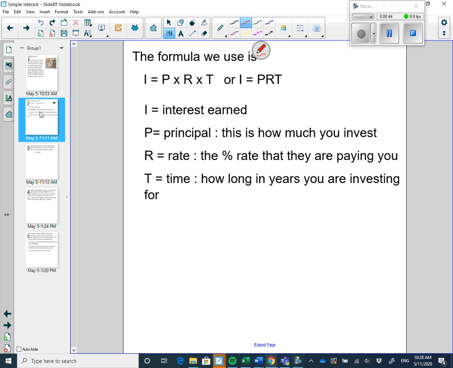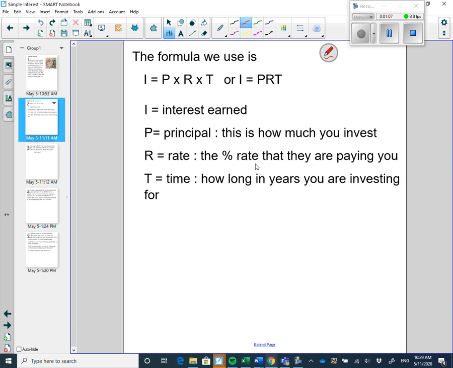Okay, so the formula that we use is I equals P times R times T, or sometimes just written as I equals PRT. There's no need to put the little X in there for multiply. It's a straightforward multiplication question. The I stands for the interest earned. P stands for the principal, and no, that's not Mr. Casavat. That's how much you invest. That's the initial amount of money that you are investing.